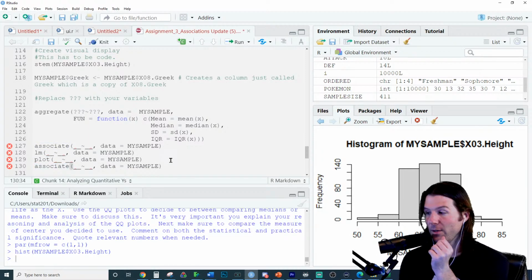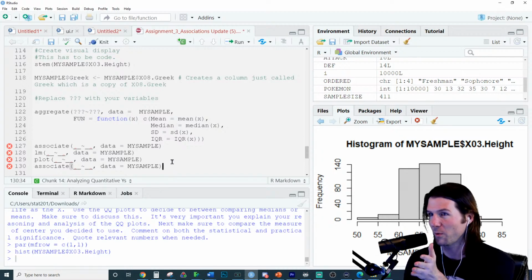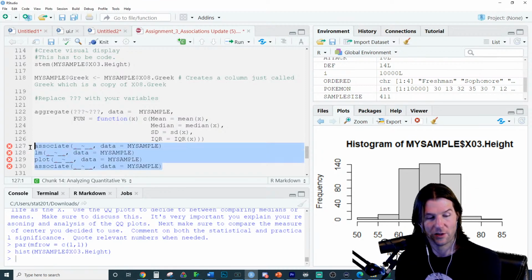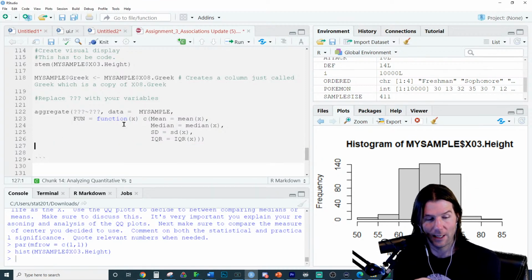For some reason, aggregate also uses it. It's y tilde x, comma, data equals. And it'll be y first. So just remember it's the y variable first. So we're going to try to understand a quantitative variable.